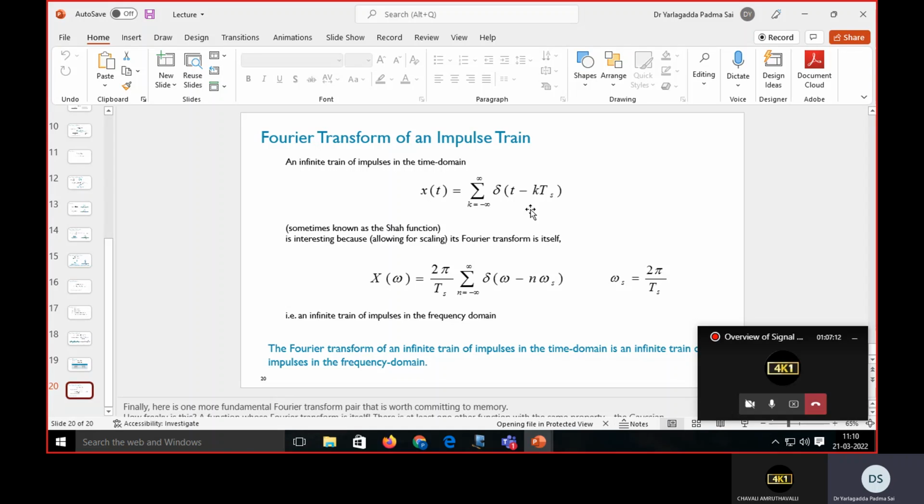When you are doing the sampling theorem, train of impulses. If you want to calculate the train of impulses Fourier transform, once again it is an impulse train only, where the impulses are separated by an impulse spacing of n omega s.